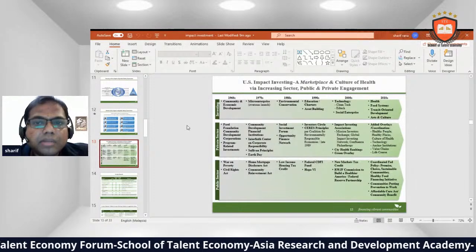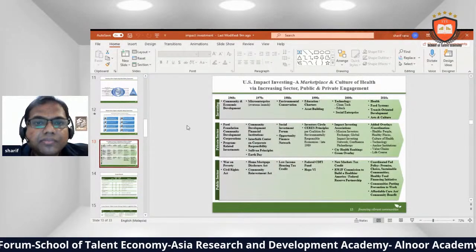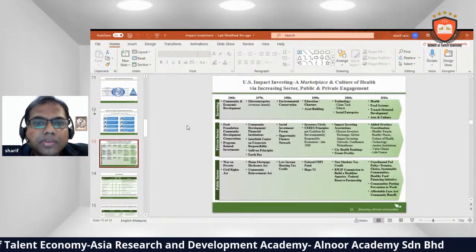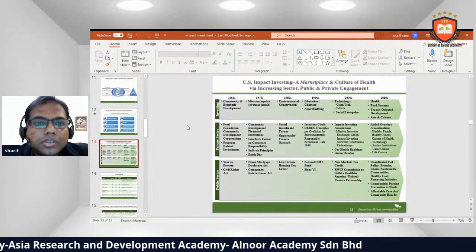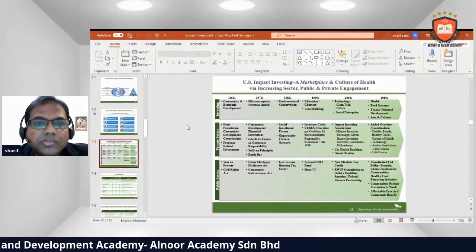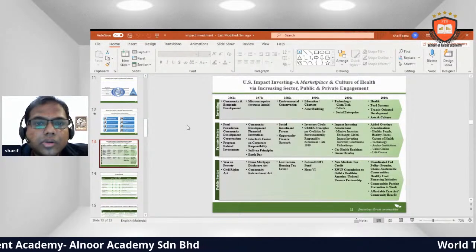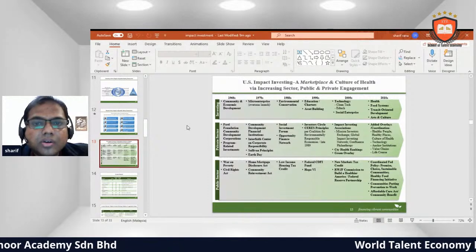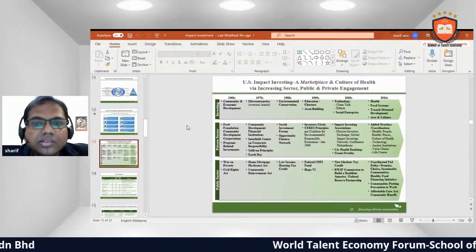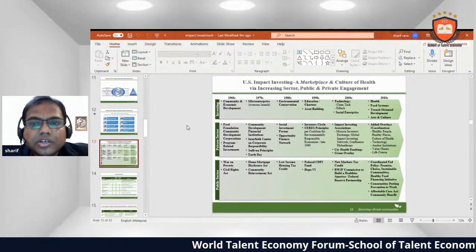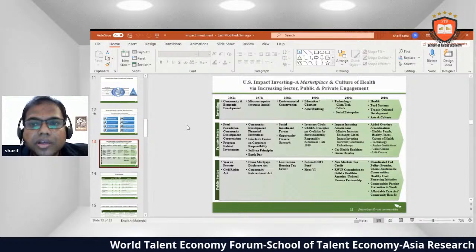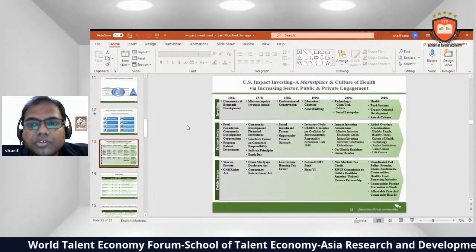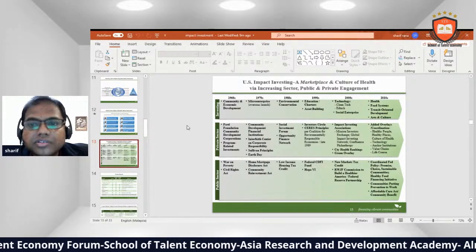US impact investment: a marketplace and culture of health via increasing sector public or private engagement. In the 1960s, communities and economic development. In the 1970s, microenterprise, enterprise conversion, education or charter, asset building, technology, clean tech, ed tech, social enterprise, health, food systems, transit orientation, development, art, culture.